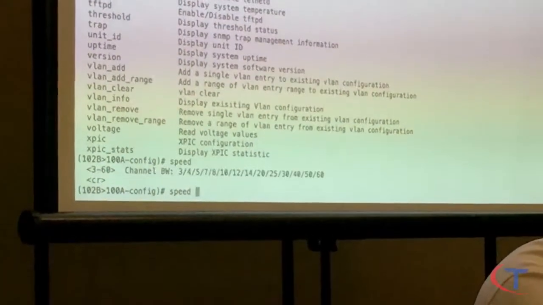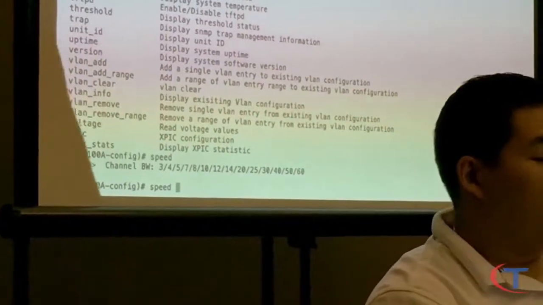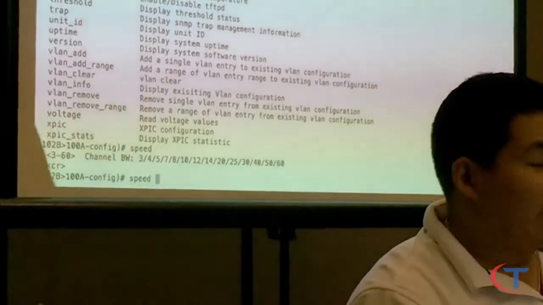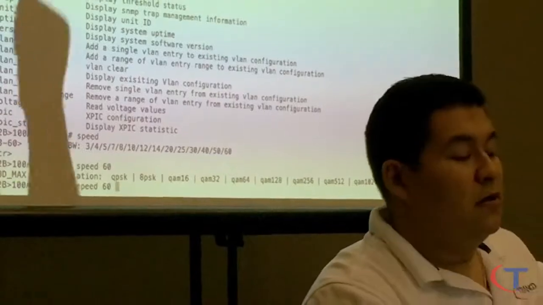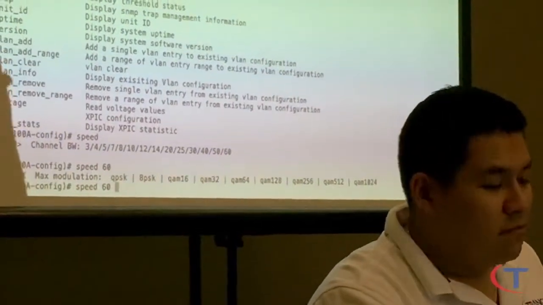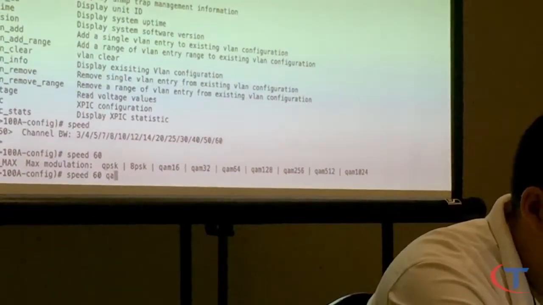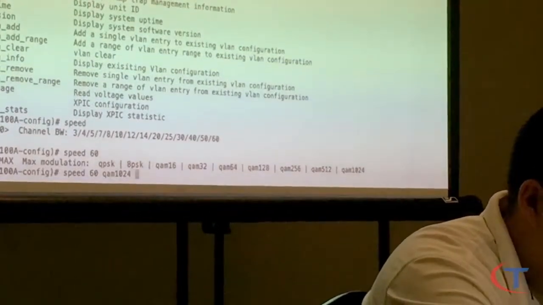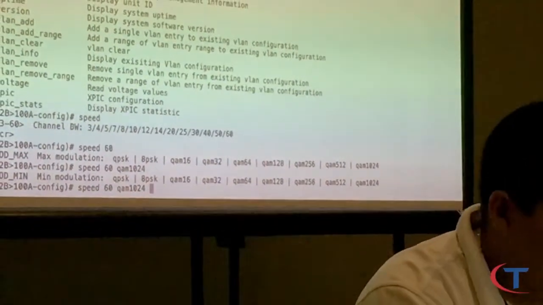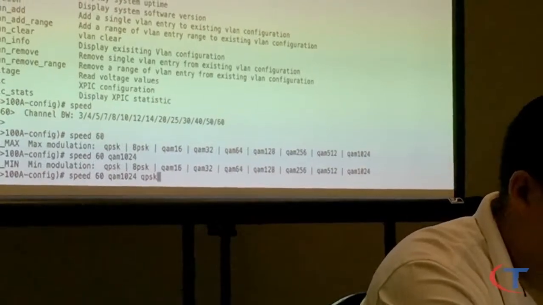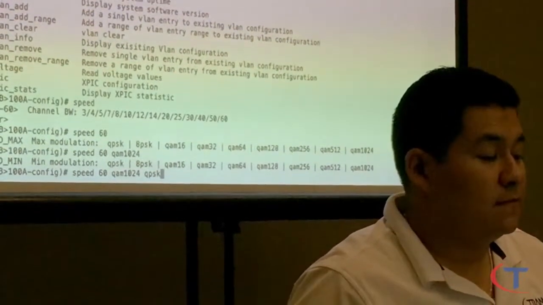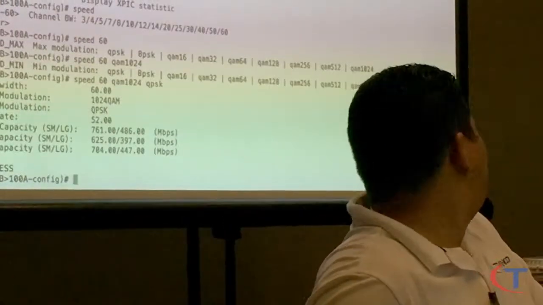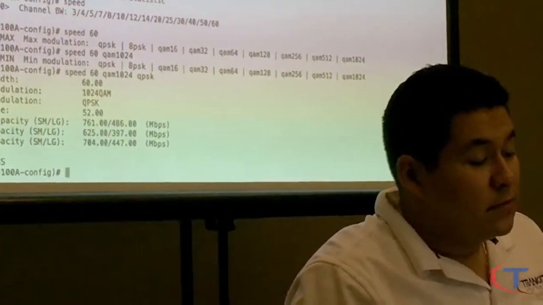For example, you do a speed command, question mark, it's going to tell you what is the next thing you can issue. Channel bandwidth, 60. Question mark again, what is my max modulation rate? Let's say COM1024. Question mark again, minimum modulation, QPSK. So there we go.